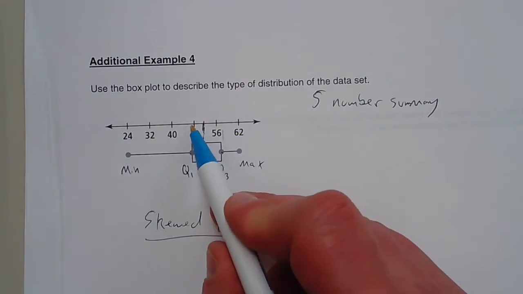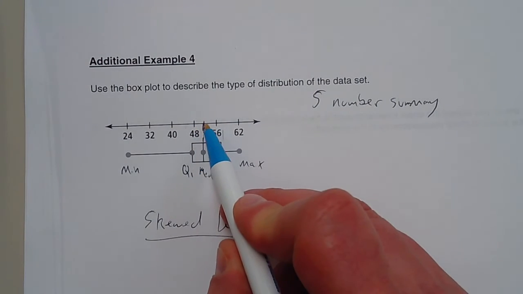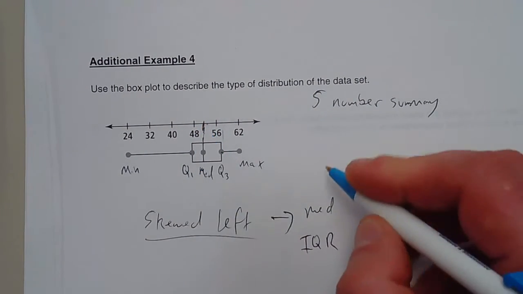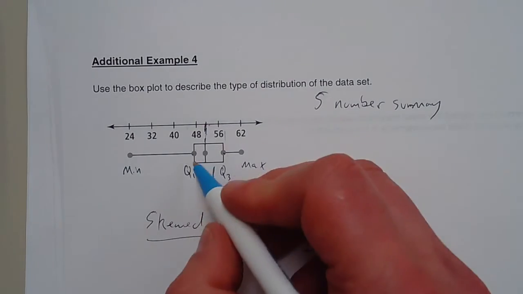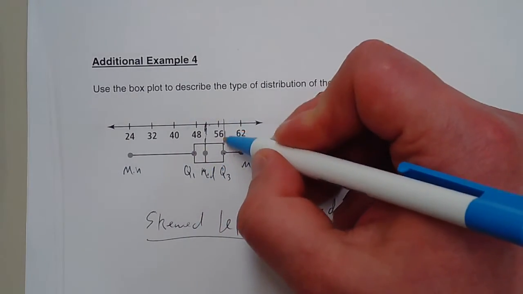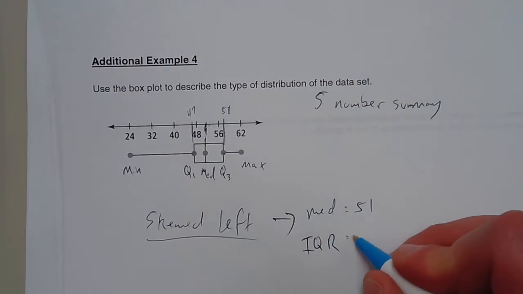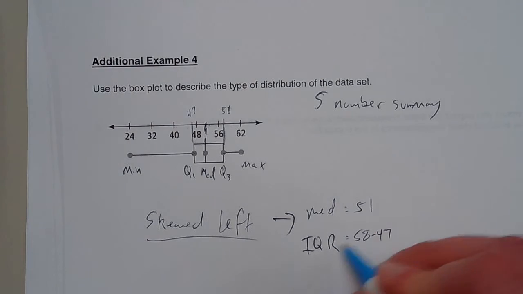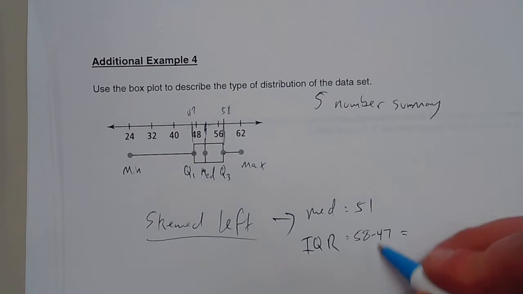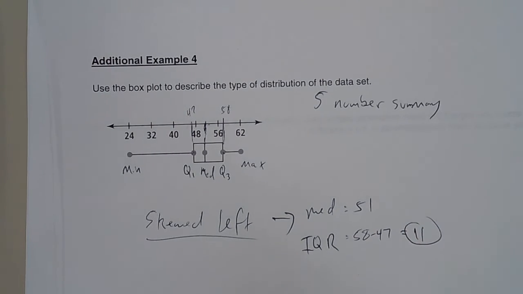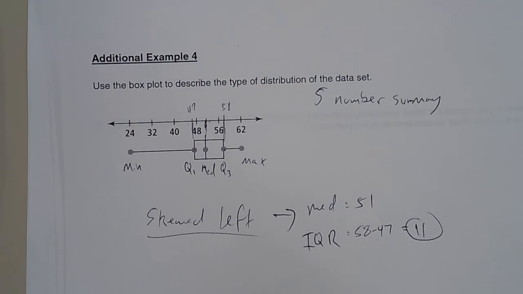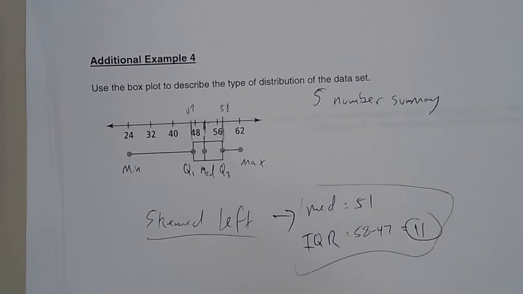This median looks like, let's see, this is going by eighths, so this is probably like 51-ish. And then the IQR would be subtracting these numbers. So I'd say that's maybe like 58, and that's maybe like 47, so the IQR there would be 11. So we could find those values. Like I said, this question didn't specifically ask which measures you should use, but if it had, these would be the ones you'd select. But this question is really just asking about the shape.